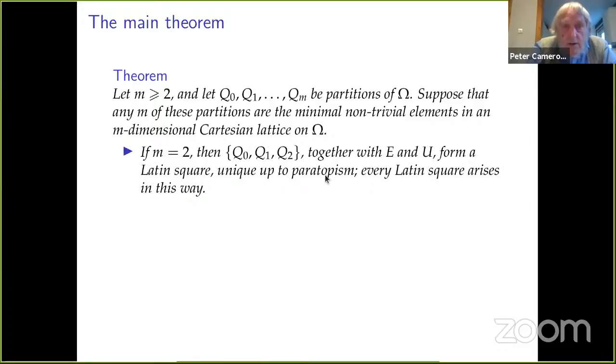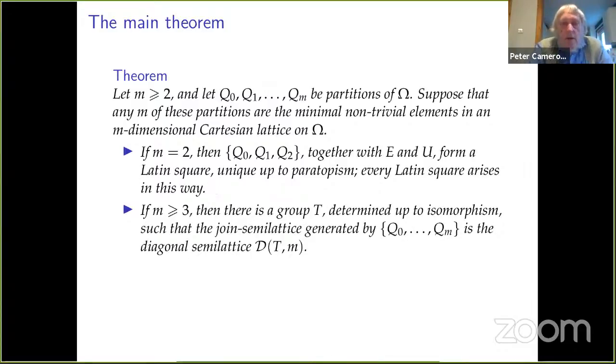we have a Latin square, because we have three partitions, any two of them form a two-dimensional Cartesian lattice, and we saw along the way that that's a Latin square, and every Latin square arises in this way. So for M equals 2, these things are just Latin squares. But if M is greater than or equal to 3, by some bit of magic, a group appears, T, such that the join semilattice generated by these partitions is the diagonal semilattice, and its automorphism group is the diagonal group.